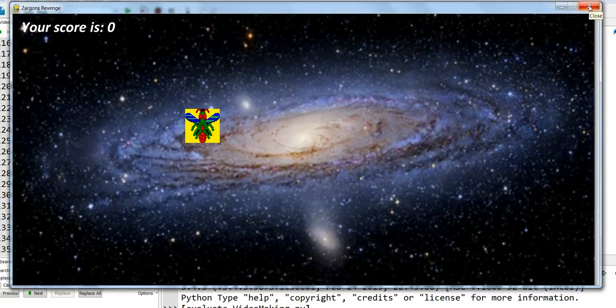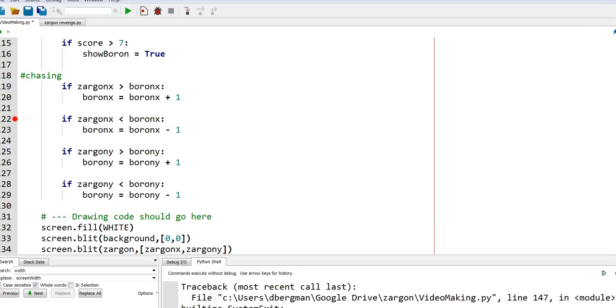So there is a collision right now, and you could go watch the collision video and handle collisions. But there is how you do chasing. Okay, so good news for evading.